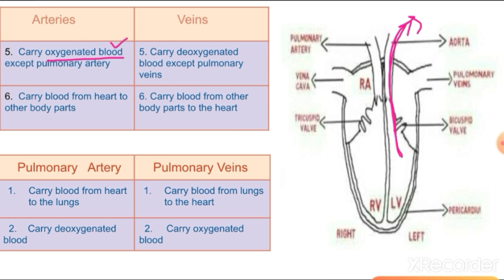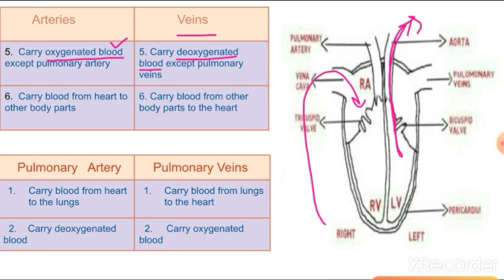And what is the function of veins? It brings the blood back to the heart. So veins are bringing blood from other body organs, and other body organs are producing carbon dioxide. So that carbon dioxide rich blood is taken back by the veins. So it carries deoxygenated blood to the heart.